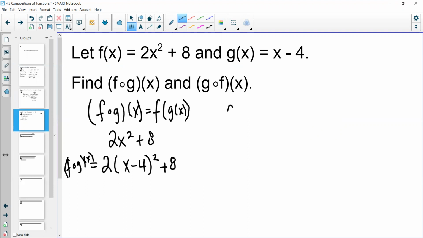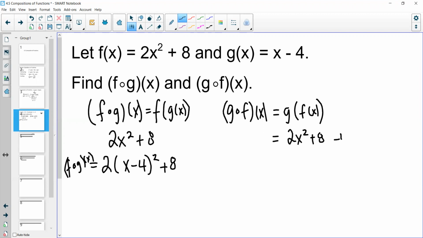Well, this one, if we have the g composed with f of x, what that means is everywhere in function g that there is a variable, we're going to replace it with function f. So in this case, that means that we are going to have 2x squared plus 8 minus 4. And so I'm going to simplify this one out to 2x squared plus 4. So notice how these two functions are not the same.